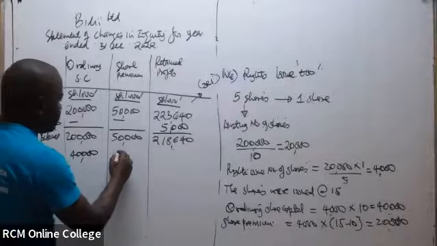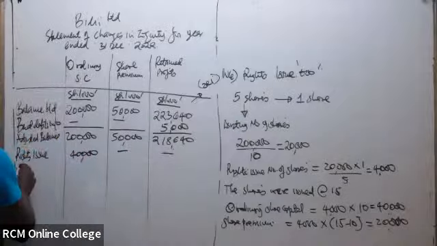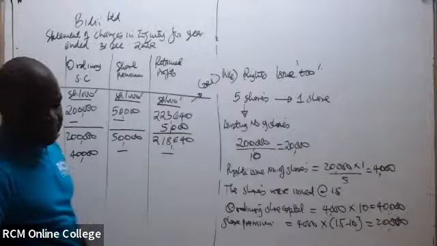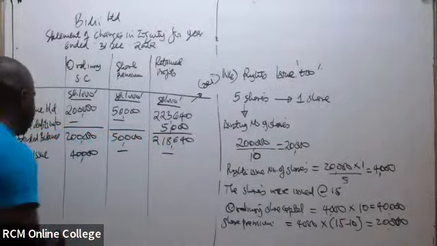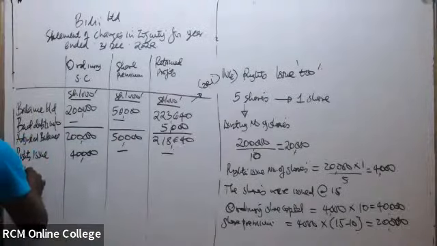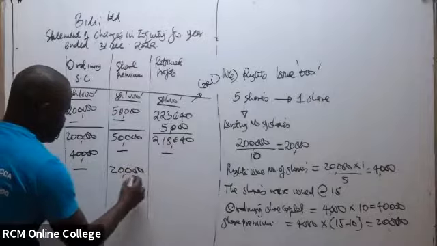Then in this case, we have the share premium. So you have the share premium on the rights issue. So the premium realized on the rights issue is actually 20 million. Exactly 20 million. So it will add to that.